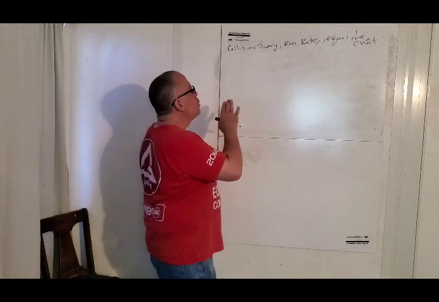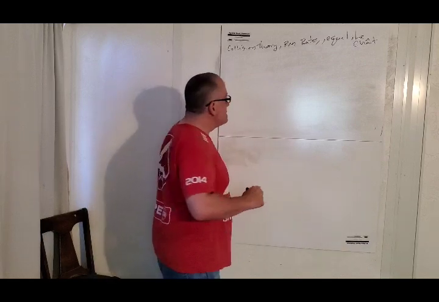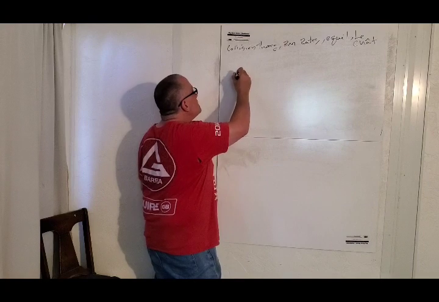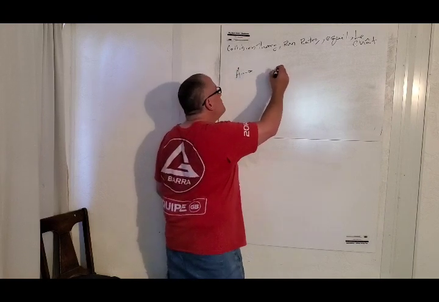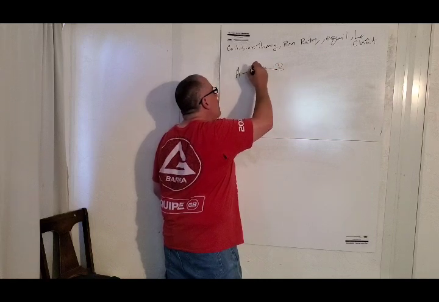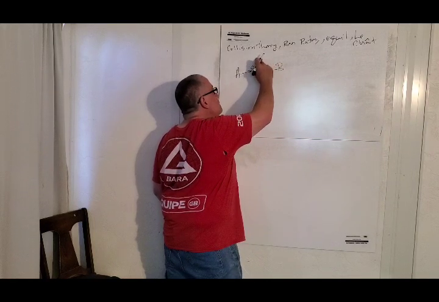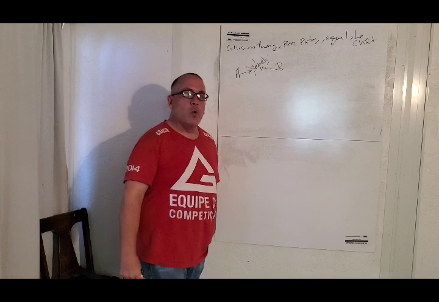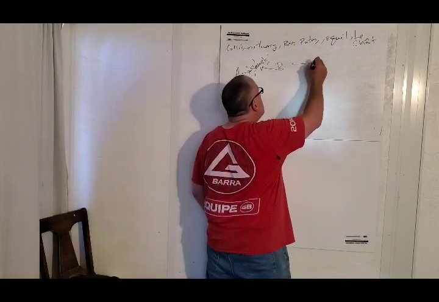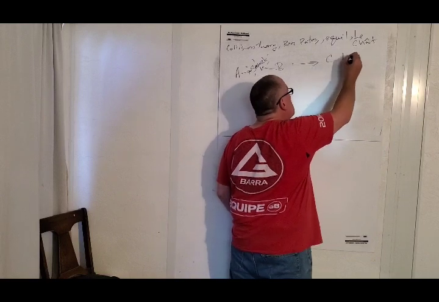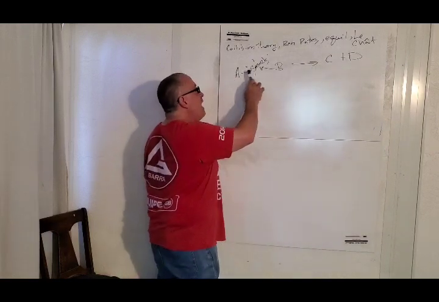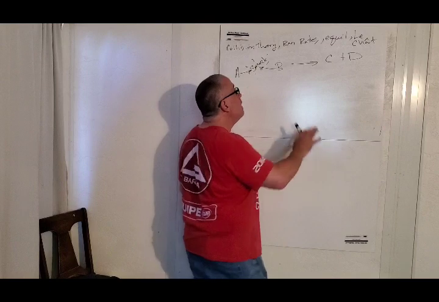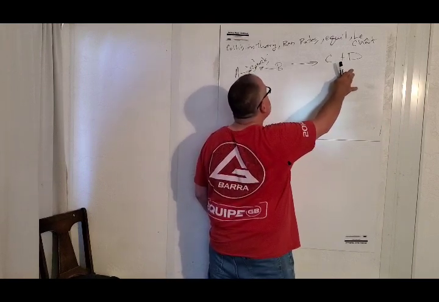Okay, so for collision theory, what that basically means is for a chemical reaction to happen, the molecules have to collide with each other hard enough to break their chemical bonds and then rearrange and form new bonds. So here I have A plus B. The plus sign means they're colliding with each other hard enough to break chemical bonds. And it makes chemicals C and D.